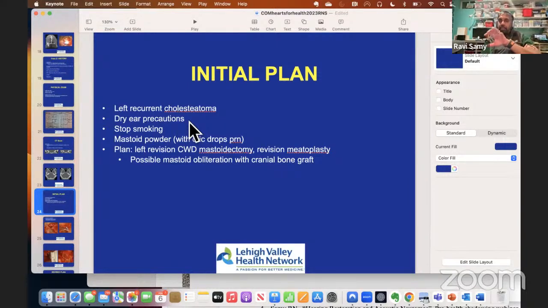What makes cholesteatoma so dangerous is not only are they these benign tumors that grow over time, but they're actually surrounded by pus and infection. And that's why they're super dangerous as well. I put some powder in his ears to dry up his ears, and I used ear drops as needed. My plan was to do the mastoidectomy surgery on the left side.